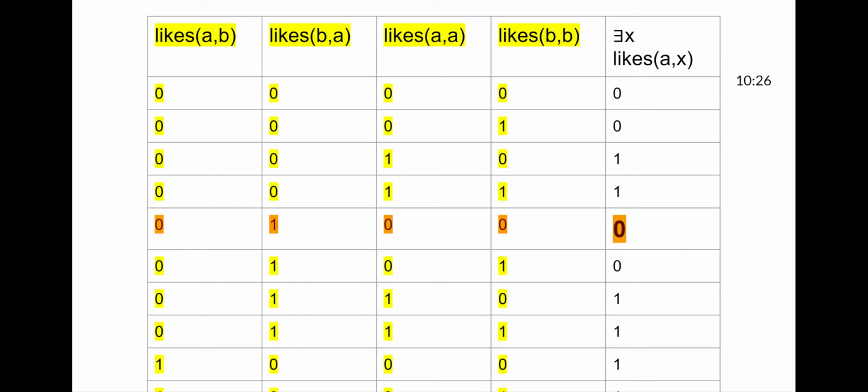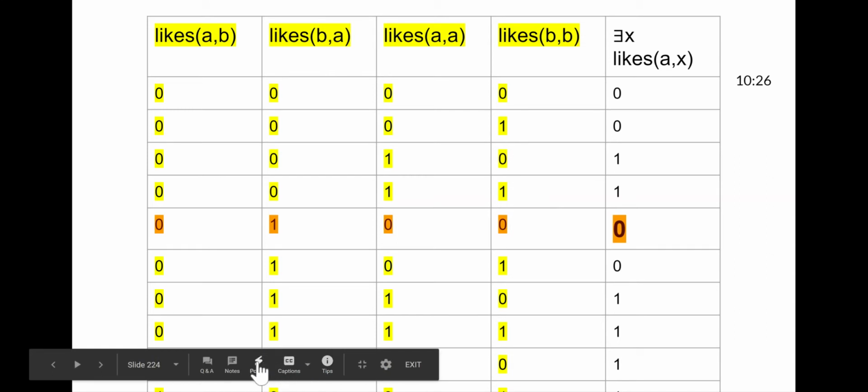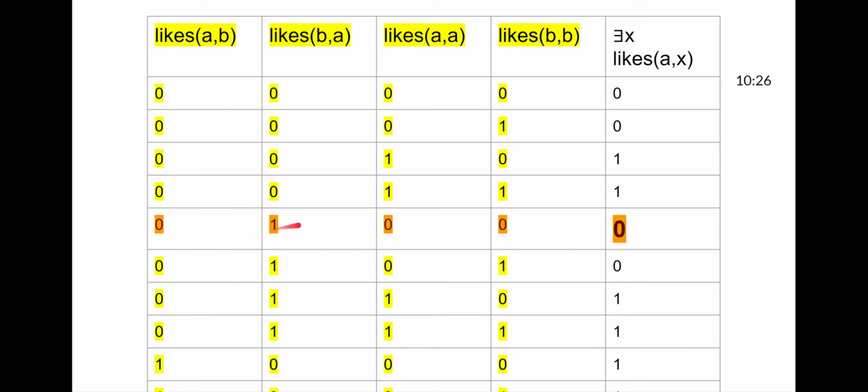So this table shows several rows, but not quite all 16 rows. They didn't quite fit, but it shows several rows, each row corresponding to a particular truth assignment for our world. The highlighted row here, in orange, shows the truth assignment where A doesn't like B, B likes A, A doesn't like A, and B doesn't like B.